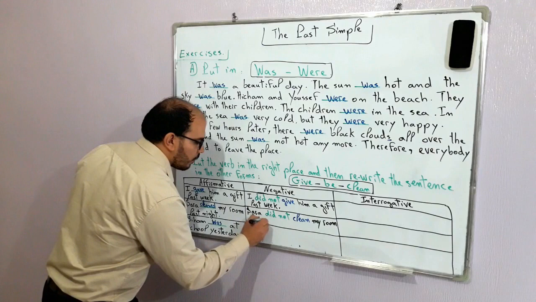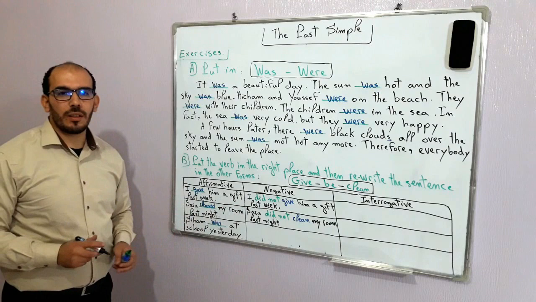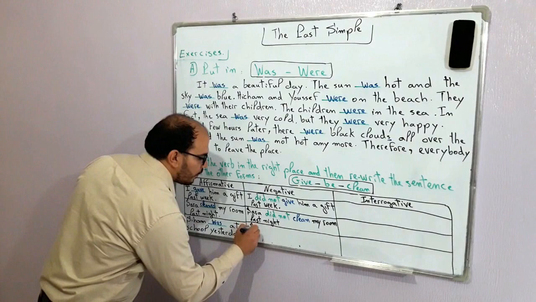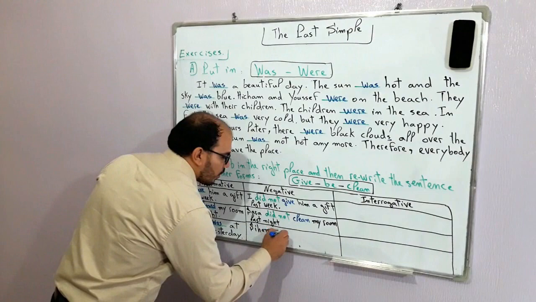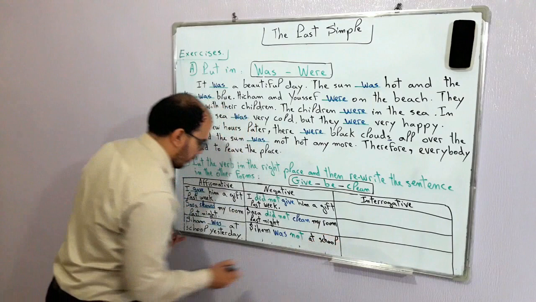Next, Siham was at school yesterday, and we said that the verb to be is an exception, so we don't put did not, we just add not. Siham, then I put was, then I just add not. Siham was not at school yesterday.